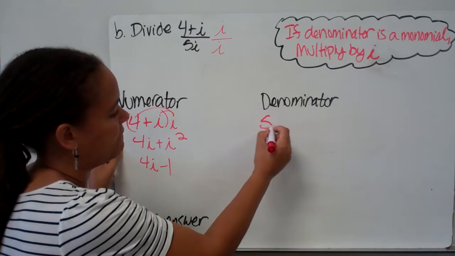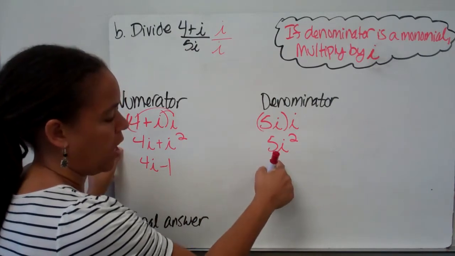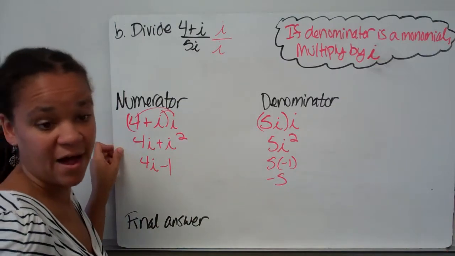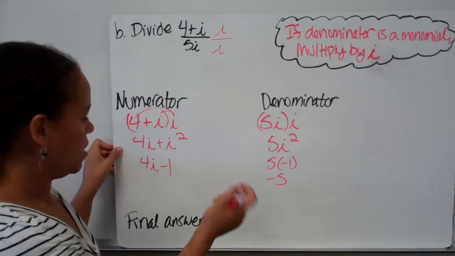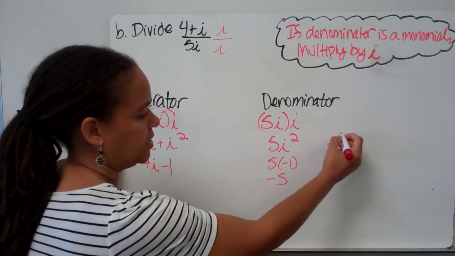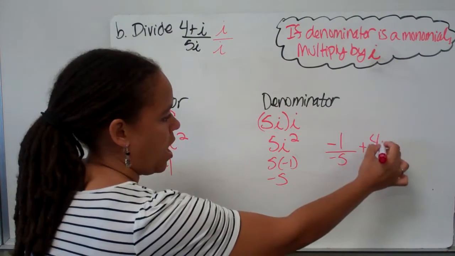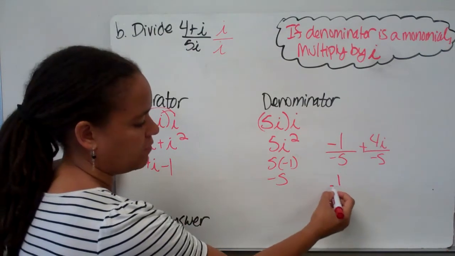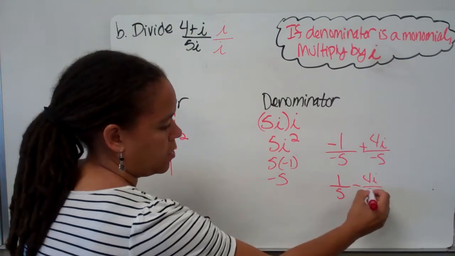And the denominator, we have 5i times i. So 5i squared. i squared is negative 1. So really that just turns that into negative 5. So now that we have this, let's write the numerator over the denominator. I'm going to just go ahead and write it in standard form right away. I'm going to do this as negative 1 over negative 5 plus 4i over negative 5. Negative 1 over negative 5, that's going to be a positive 1/5. And because of the negative, we have minus 4i over 5.